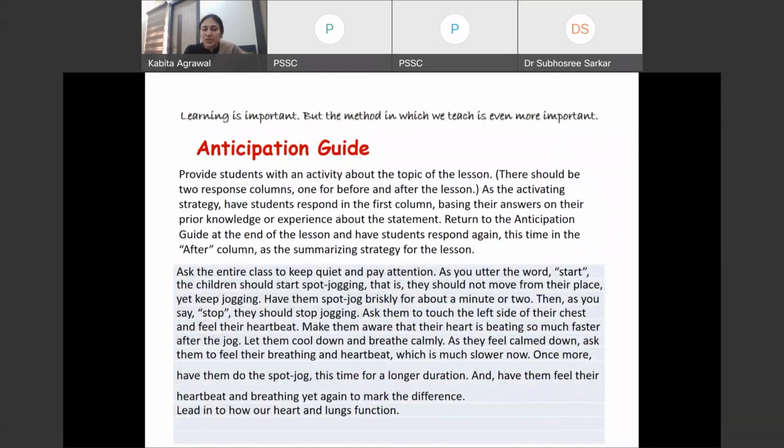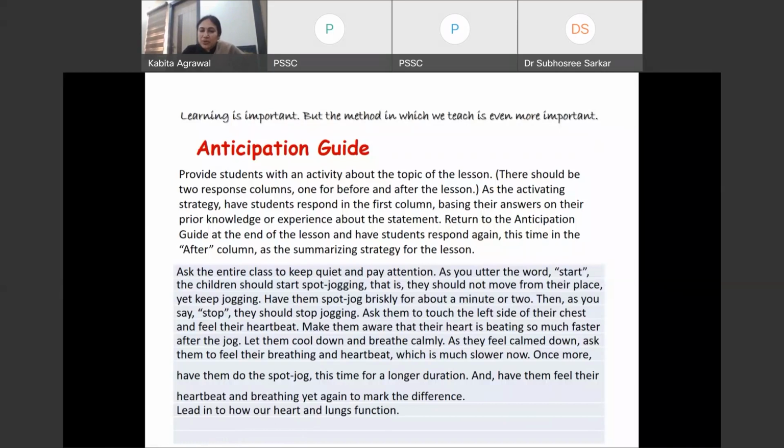So when you start with the chapter on how our heart and lungs function, before you start, you make your children jog in a particular place. You keep them jogging. Then you make them slow down, take a breath, put their hand on the heart, on the left side of the chest, and you ask them, is the heart beating much faster after the jog, or is it the same?